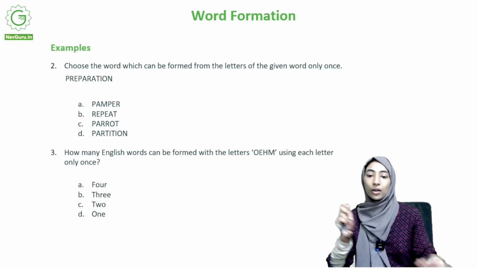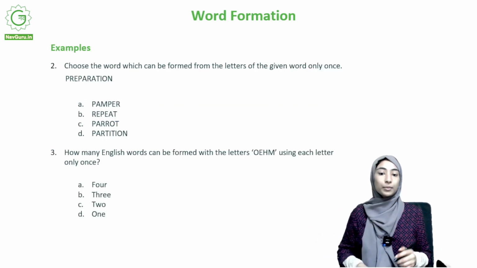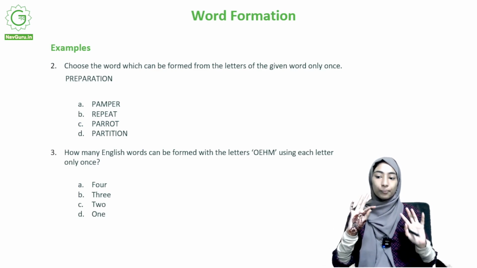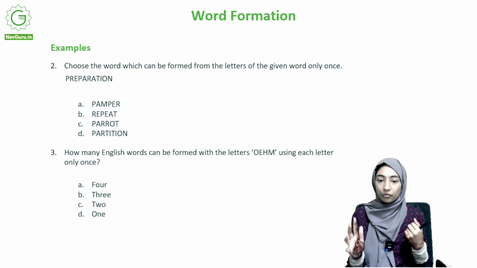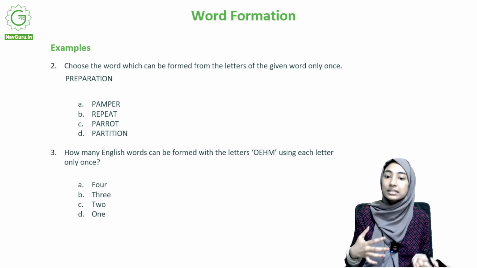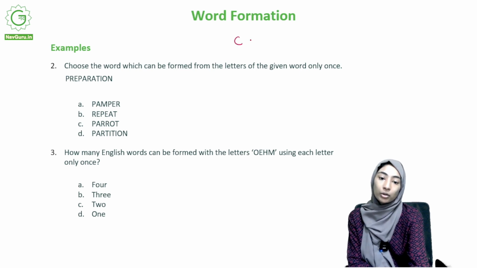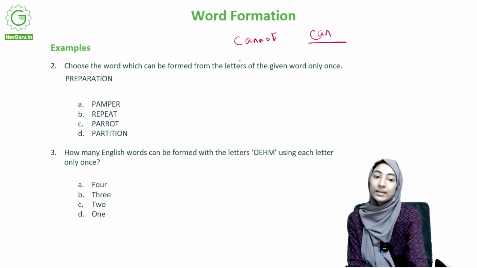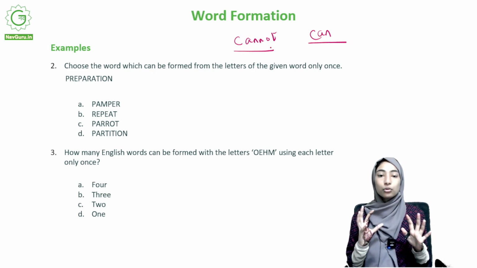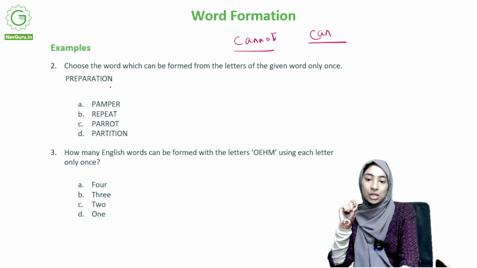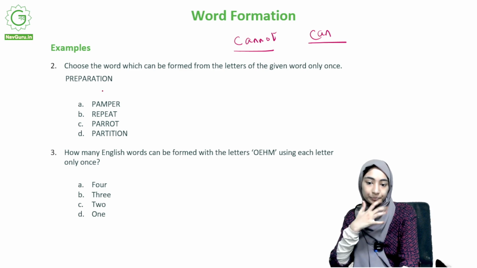Okay, moving on. Choose the word which can be formed from the letters of the given word only once, right? Everything revolves around formation, but it is important that you read the questions very carefully, because some of the questions might ask you for words which cannot be formed, and some other questions might be about words that can be formed. So make sure you read the questions very carefully. You need to choose the word which can be formed from the letters of the given word only once. So the word here is preparation.